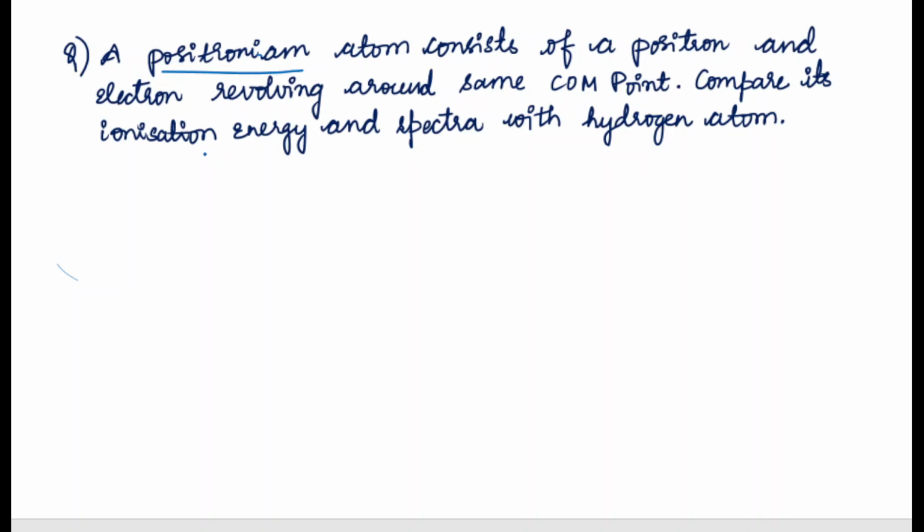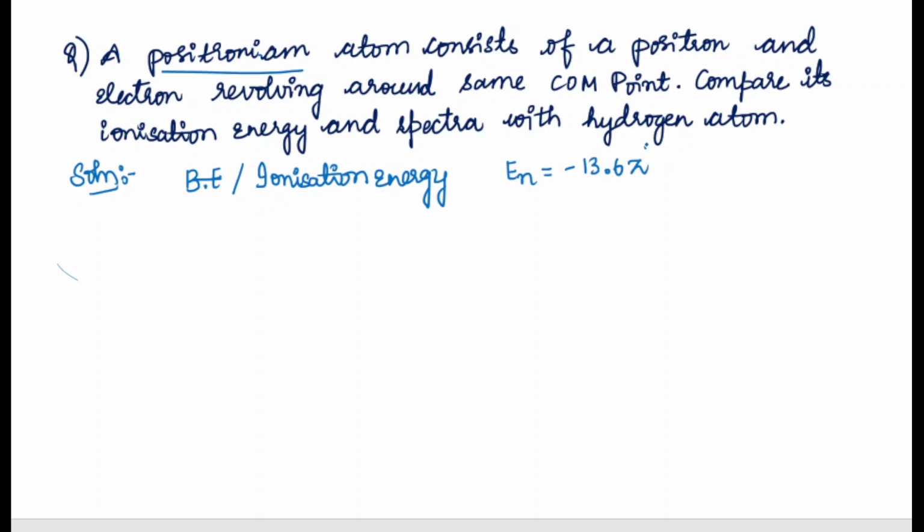This is the question. Now, what they have given in the question is to find the binding energy, right? That is the ionization energy, they have said. Ionization energy, not the binding energy. To find the ionization energy, we must know the energy of the hydrogen atom, right? What is the energy of the hydrogen atom? That is 13.6 Z square electron volt divided by n square.